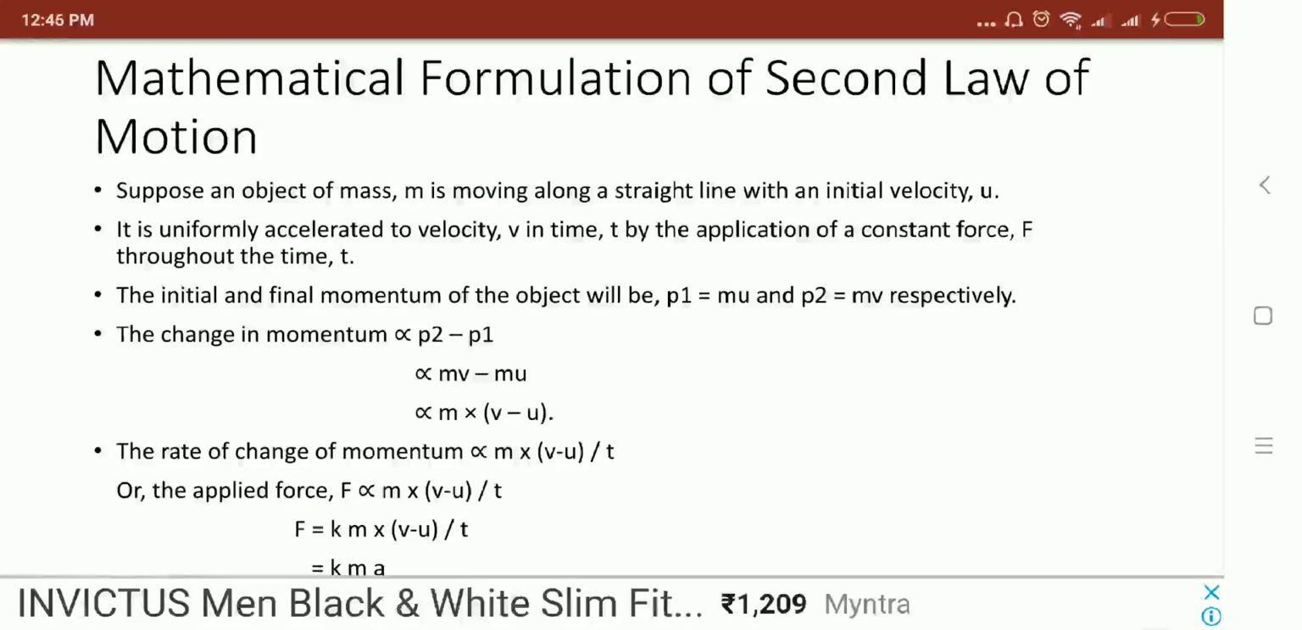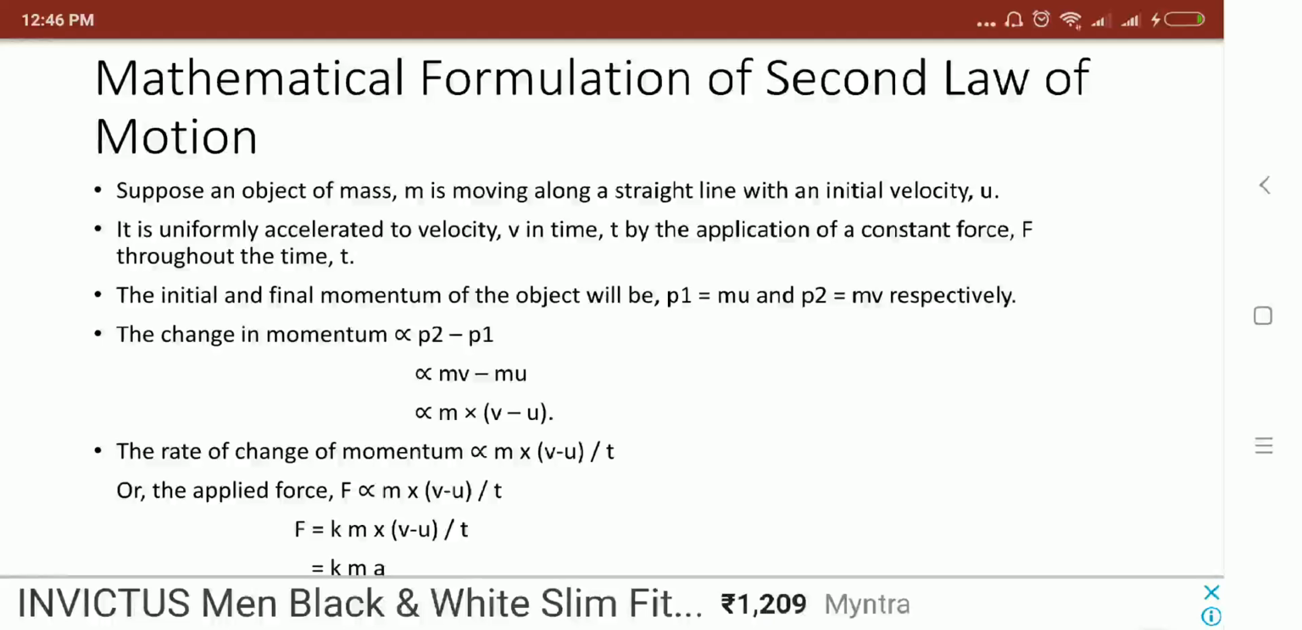So we need to determine the change in the momentum. Actually we need to get a force, but we need to define how much momentum is varying. Based on that we can determine the applied force. So change in the momentum is P2 minus P1. Replace the values of P2 and P1, so it would be mv minus mu. So m is common, so m into v minus u.